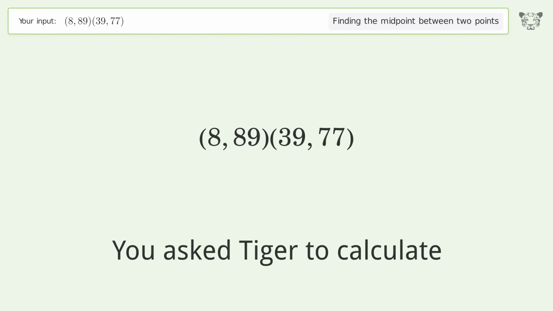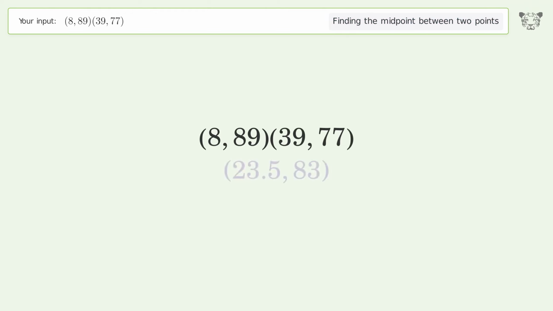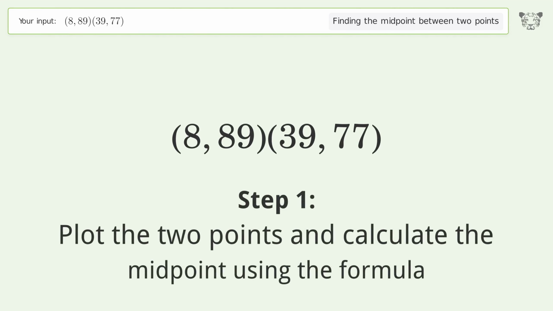You ask Tiger to calculate. This deals with finding the midpoint between 2 points. The midpoint between the 2 points is 23.583. Let's solve it step by step. Plot the 2 points and calculate the midpoint using the formula.